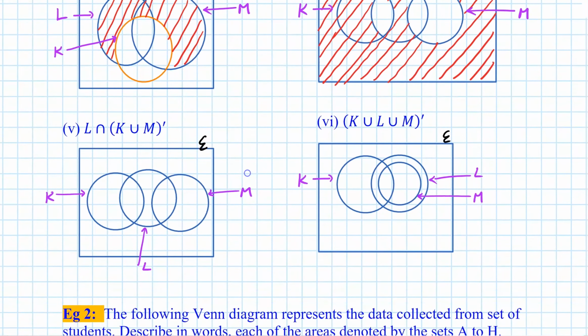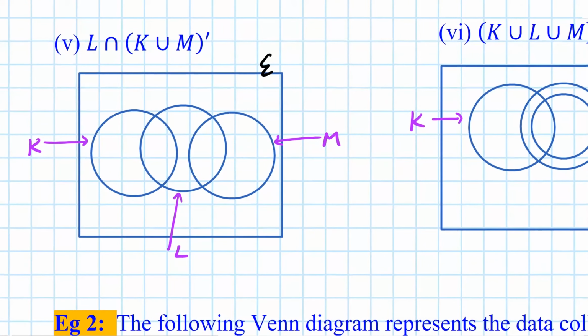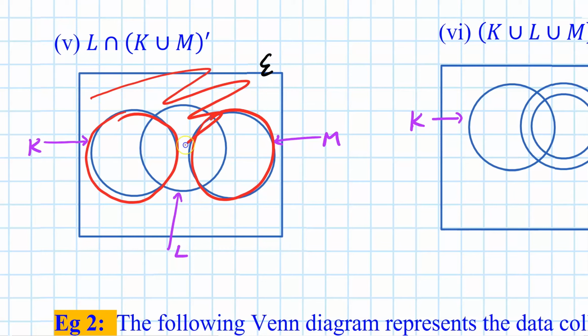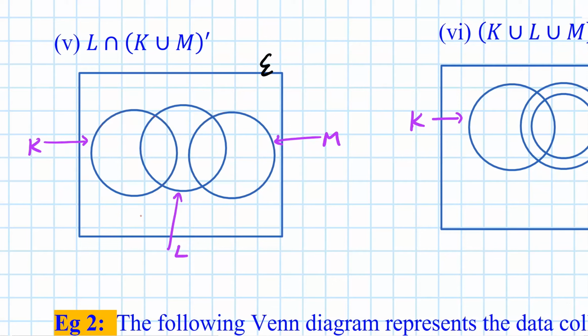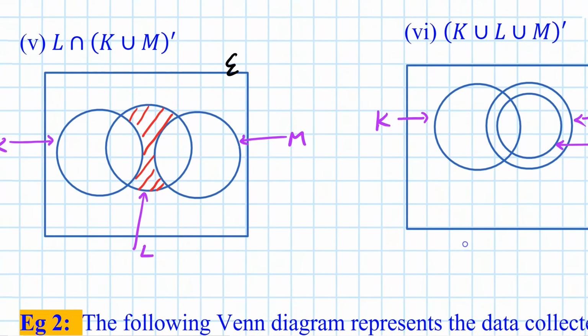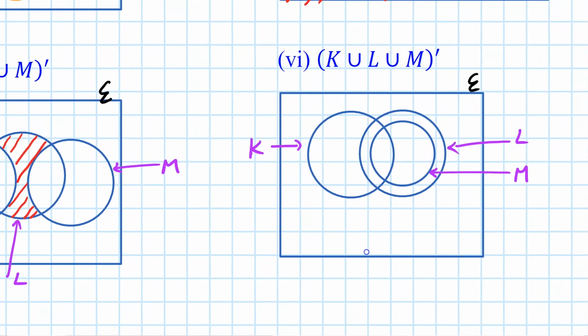Now we go into the second last one here, number 5. We have L intersection, that means it should be inside L. It should be outside K union M. So the K is this one, M is that one. It should be outside, that means anywhere here, just outside, but it should be inside L. Therefore, I'm coloring area inside L but outside M or K. Okay, moving on.